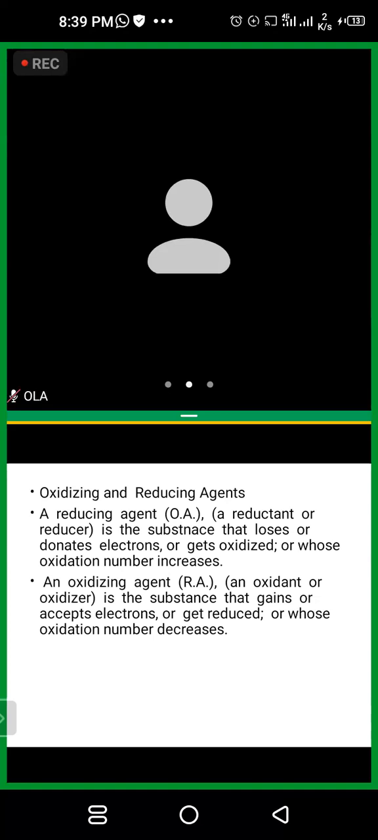However, an oxidizing agent, an oxidant, an oxidizer, is a substance that gains or accepts electrons. It can also get reduced, or its oxidation number decreases. So the reducing agent is the one that causes loss of electrons or donates electrons, while the oxidizing agent is the one that gains.